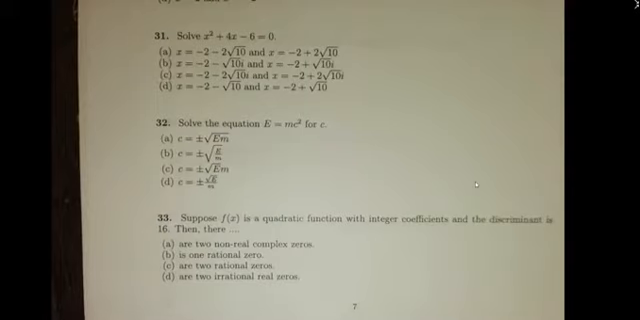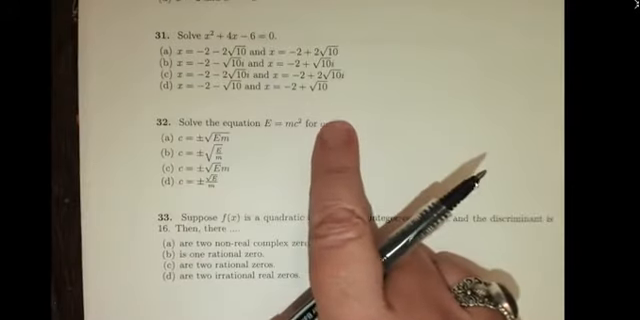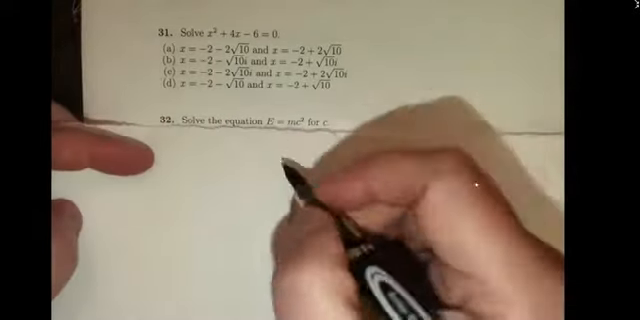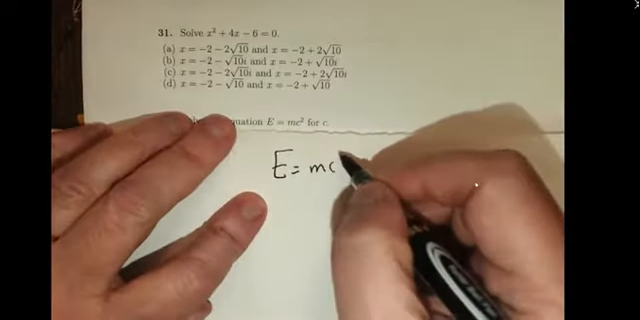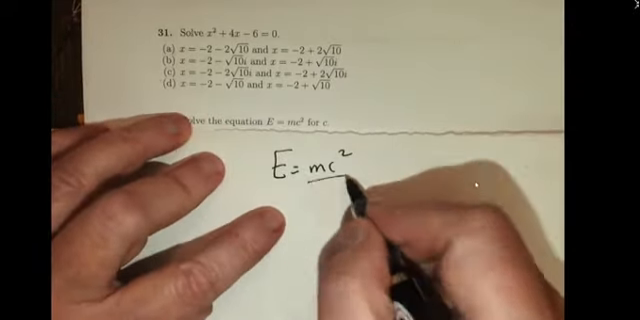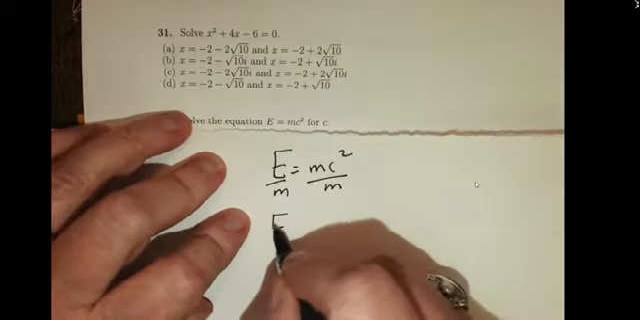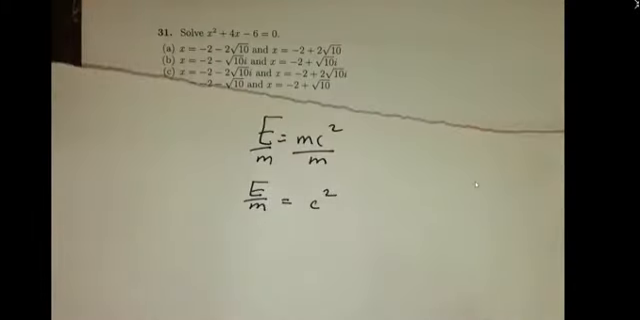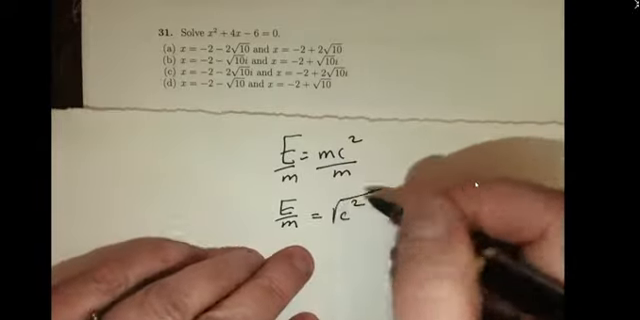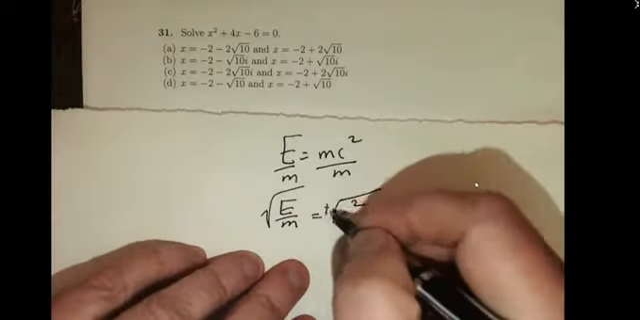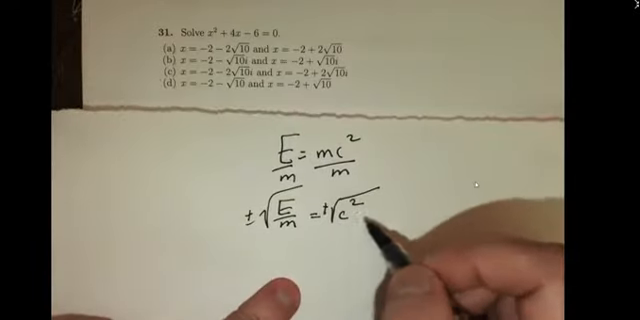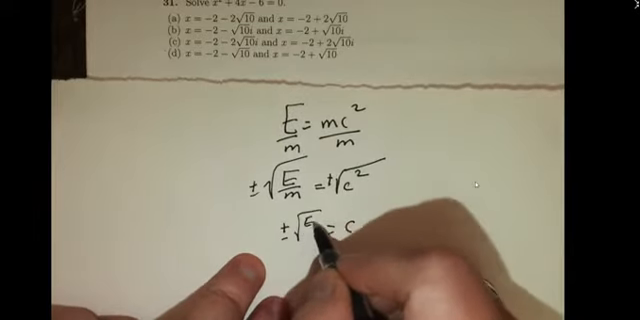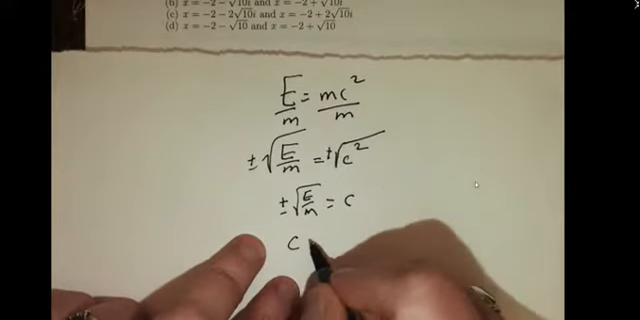All right, 32, they want you to solve that equation for C. You want to get C by itself, as you can see on the left-hand side. So the first thing we need to do is to divide both sides by M. And then the next thing I need to do is to take square roots of both sides. Now, when you take square roots of both sides, you get plus or minus. So here I'm going to have C is equal to plus or minus the square root of E over M. And now I can swap this.